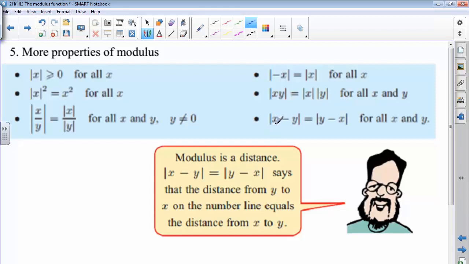The absolute value of x minus y equals the absolute value of y minus x. So in the absolute value, if you want to switch these two numbers around in the minus sign, the subtractions with the absolute value should be equal.